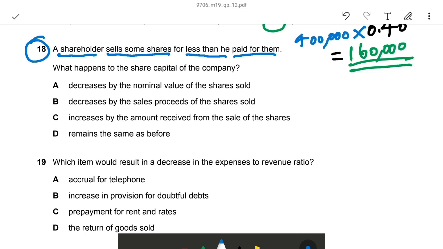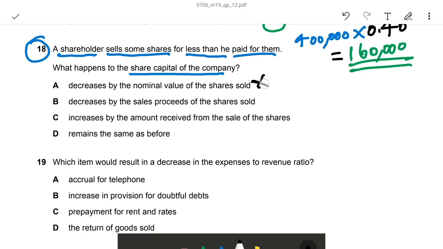He is selling the shares at a loss. That means what he actually paid he is not getting. He is selling for less than the actual price. What happens to the share capital of the company? When the shareholders sell, or the company issues the shares at a premium or discount, the nominal value is entered in the capital account. They will open the capital account at the face value, or the original value, of the share. So here the first answer, decreased by the nominal value of the shares sold.